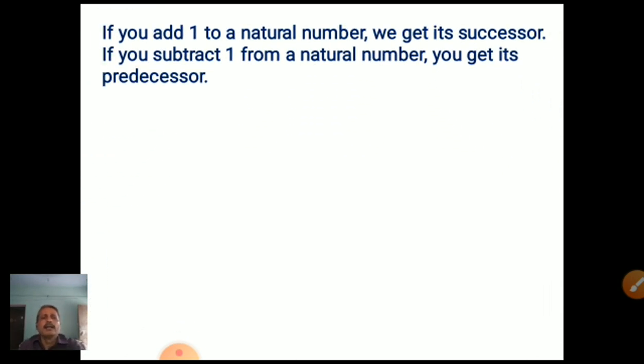As we did addition, we can say if you add 1 to a natural number, we get its successor. Students, see, a new word for you: successor. Suppose there is the number 3, add 1. What is the next number? 4. So the next number is the successor. If you subtract 1 from a natural number, you get its predecessor. Predecessor means the previous number. 3 minus 1 is 2. Good.